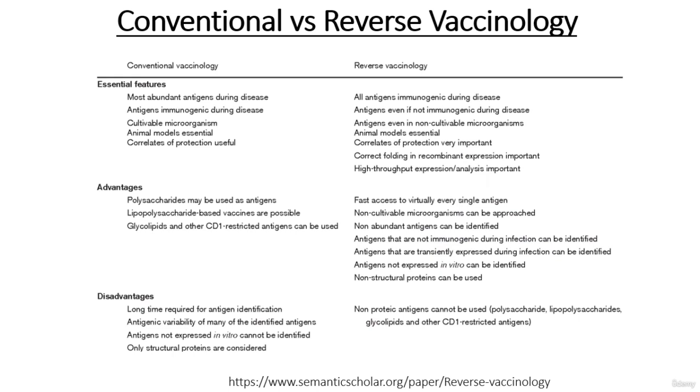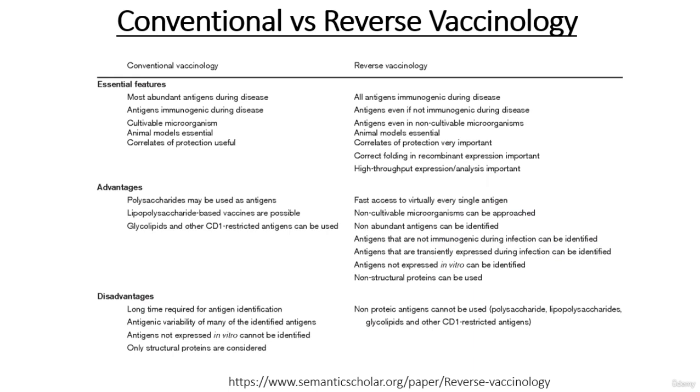Here in conventional vaccinology, most abundant antigens during this disease can be identified. But here in reverse vaccinology, all the antigens can be identified during the disease, even if it is immunogenic or even if it is not immunogenic. That's the biggest advantage. Then here in conventional, microorganisms have to be cultivated, whereas in reverse, there is no need for it, right? In both the conventional and reverse vaccinology, animal models are essential.